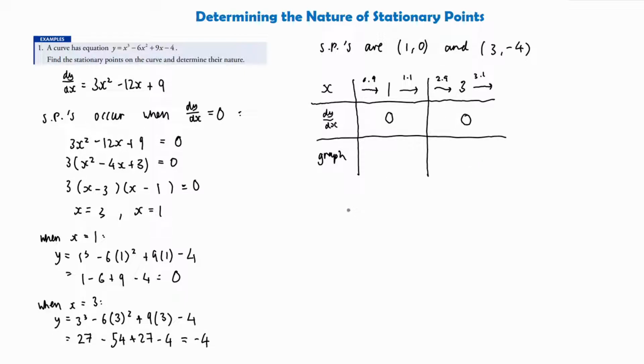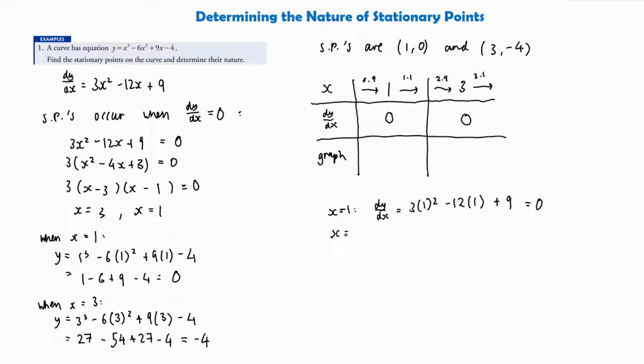I'll do it just down here though. So the first one, if we substitute in 1, when x is equal to 1, dy by dx is going to be 3 times 1 squared minus 12 times 1 plus 9, which is just 3 minus 12, which is minus 9, and then plus 9, which is equal to 0.